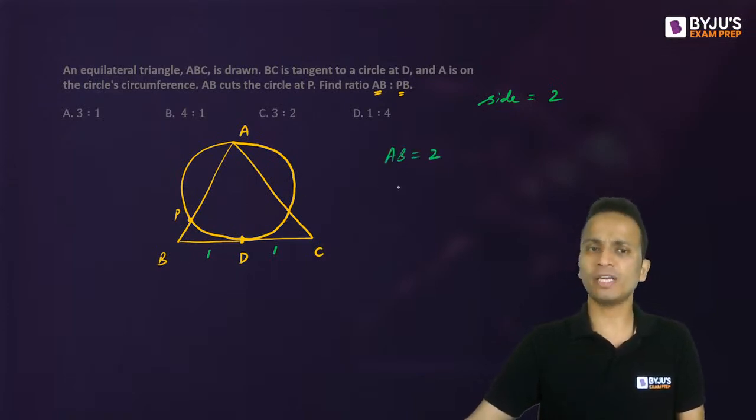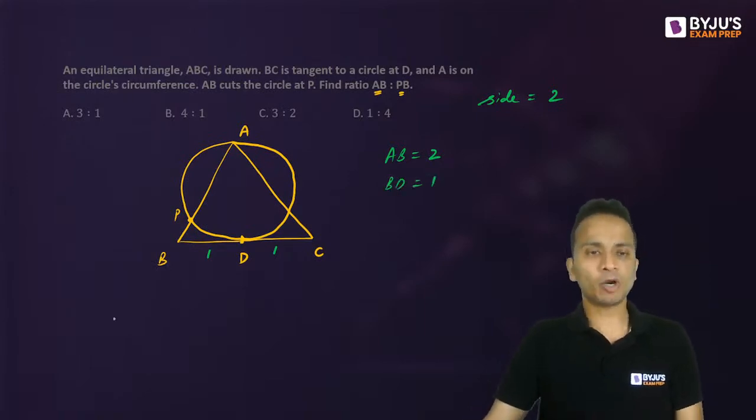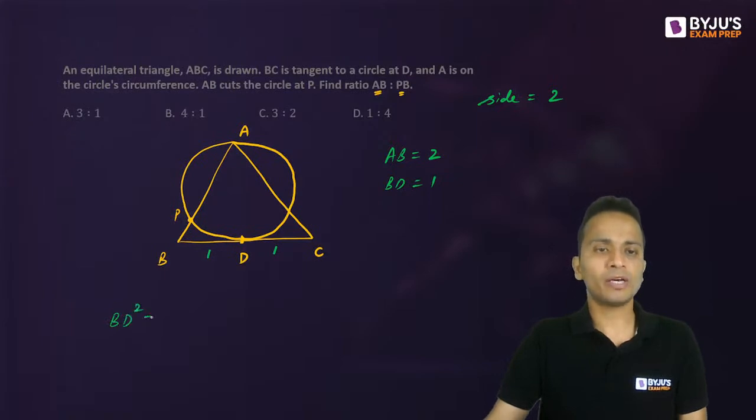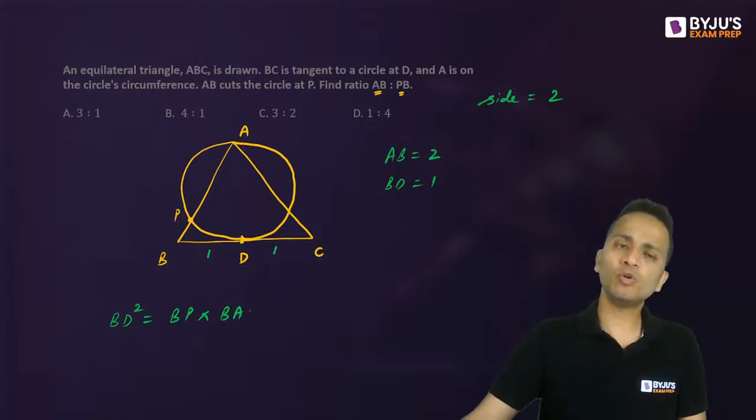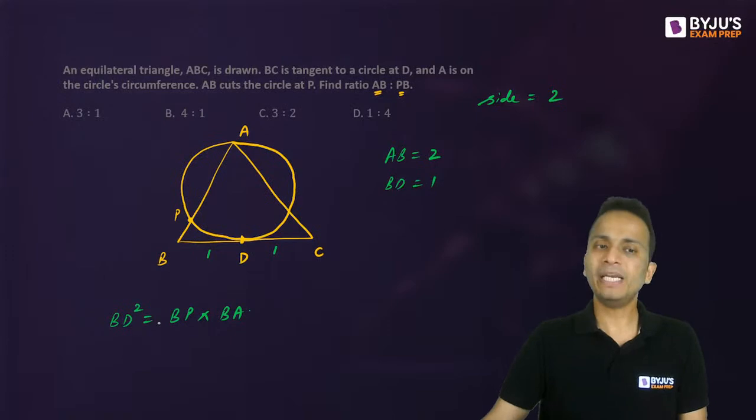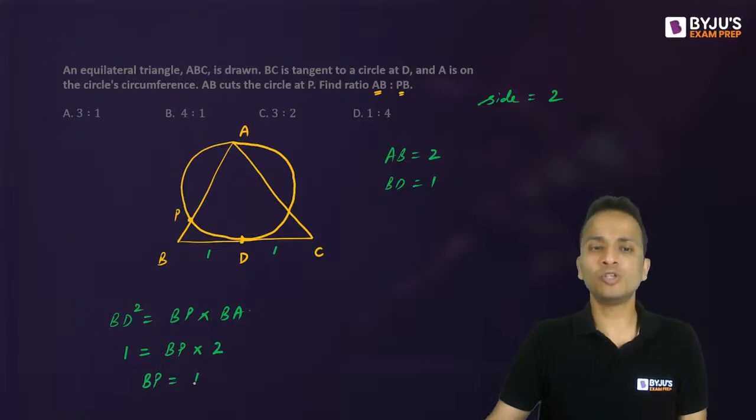AB is the side of this triangle, will be equal to 2. BD is equal to 1. Now using the property, I can say that BD square will be equal to BP multiplied by BA. BD I already know, which is 1. So 1 square is 1, equal to BP multiplied by BA, which is 2. So the length of BP will be equal to 1 upon 2.